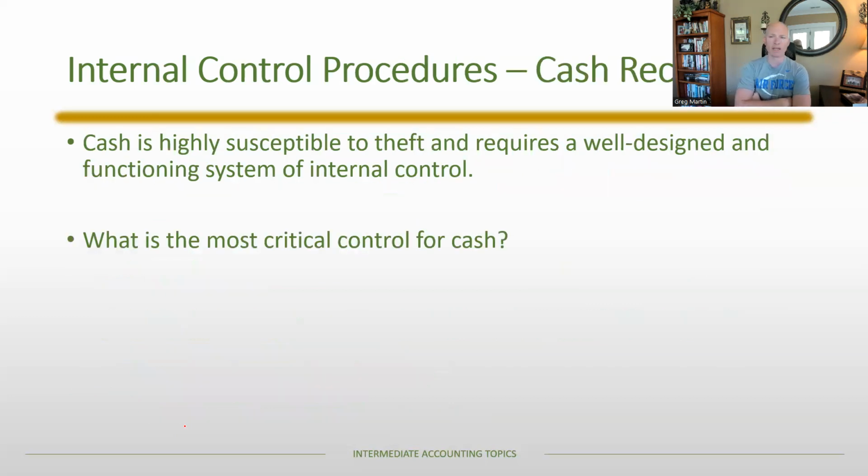All right, so let's talk about cash receipts, and my face might be black on the receipts part, so I apologize for that. But we talk about receiving cash.